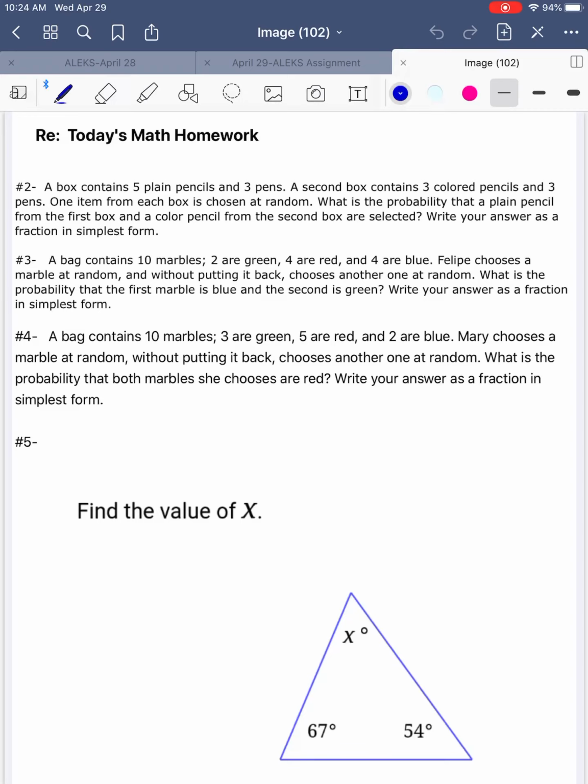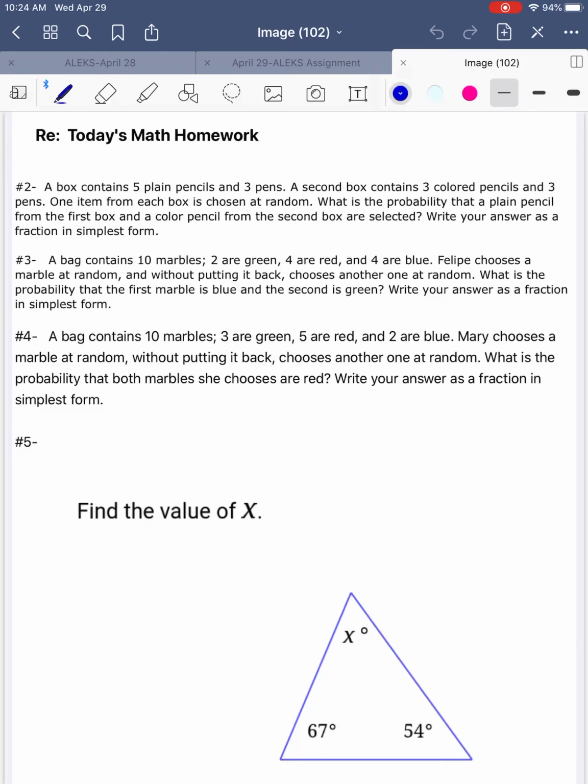So first of all, let's look at number 2. A box contains 5 plain pencils and 3 pens. A second box contains 3 colored pencils and 3 pens. One item from each box is chosen at random. What is the probability that a plain pencil from the first box and a colored pencil from the second box are selected? Write your answer as a fraction in simplest form.